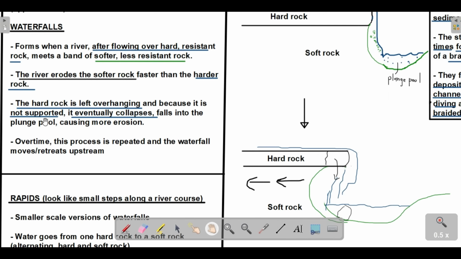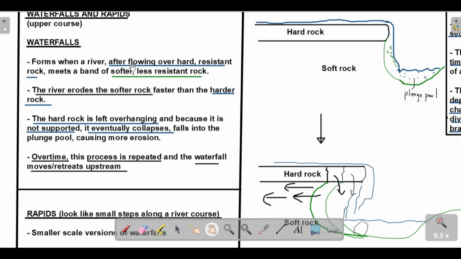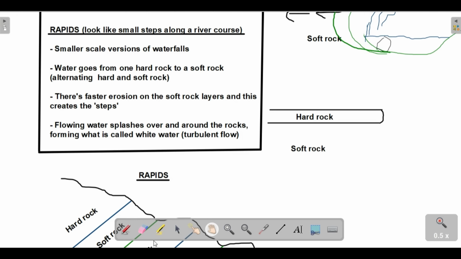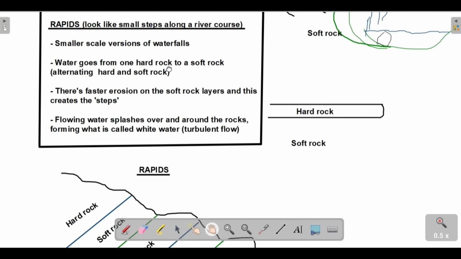So the hard rock is left overhanging, and because it is not supported, it eventually collapses and falls onto the plunge pool, causing more erosion. Over time, this process is repeated again and again, and the waterfall retreats upstream. And rapids are actually like smaller versions of waterfalls. Rapids look like stairs or steps along a river course. They are the smaller scale version of waterfalls.